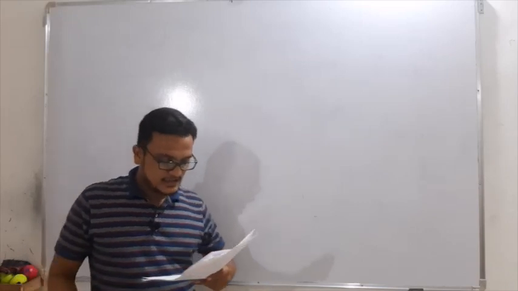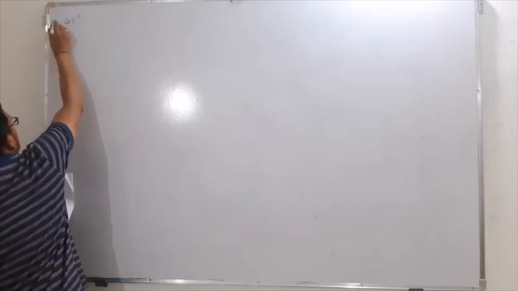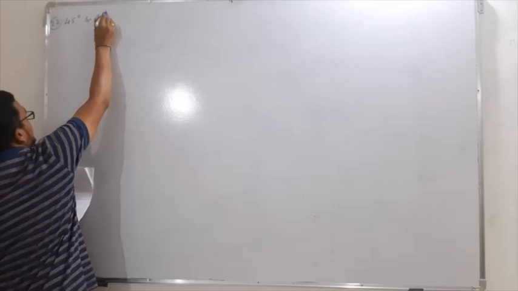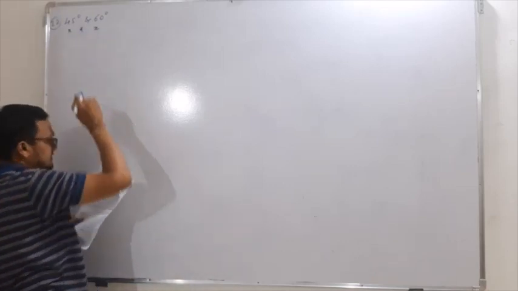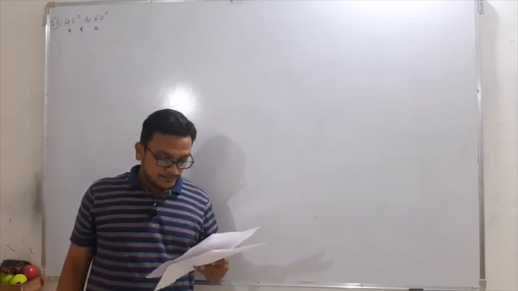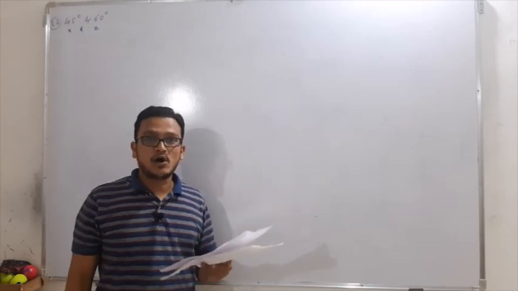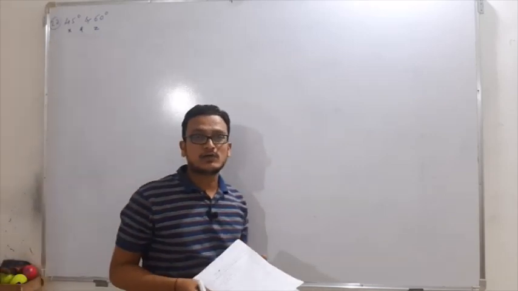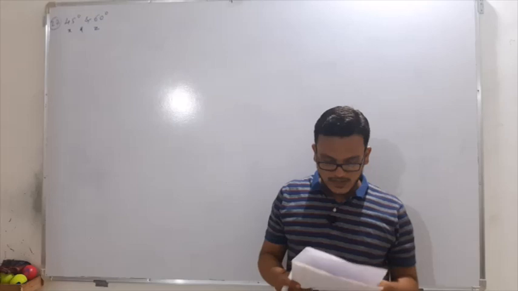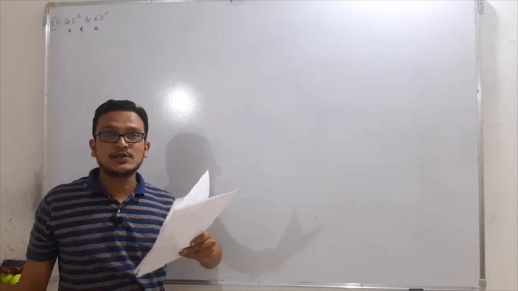A line making an angle of 45 degrees and 60 degrees with the positive direction of the x and z axes makes with the positive direction of the y axis an angle of what? These are the angles with the x axis and z axis, and we have to find the angle with the positive direction of the y axis. Options are 60 degrees, 120 degrees, 60 and 120 degrees, and none of the above.